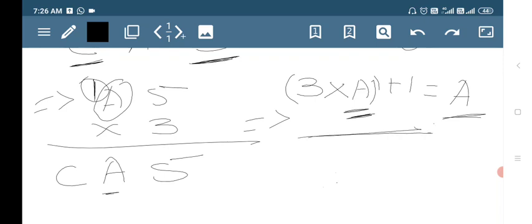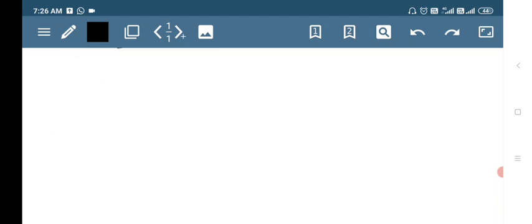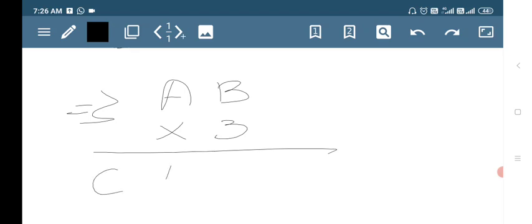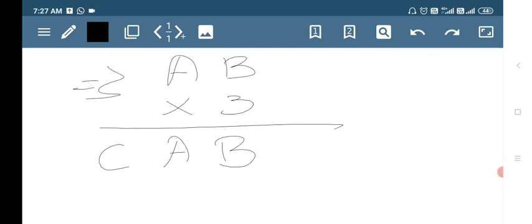So what could be the possible value? So we have taken the 5 earlier. Now let us check with 1, since we are not getting the result. So next, A B into 3, that is C A B. Now we will take the value of B is equals to 1 this time. B is equals to 1.